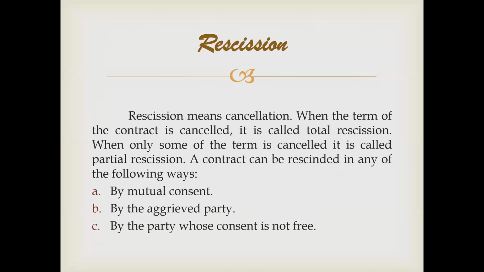Next one, rescission. Rescission means cancellation. When all the terms of the contract are cancelled, it is called total rescission. When only some of the terms are cancelled, it is called partial rescission. A contract can be rescinded in the following ways: by mutual consent between the parties, or by the aggrieved party, meaning the party who suffered the loss because of the breach, or by the party whose consent is not free. He can also be eligible to rescind the contract.